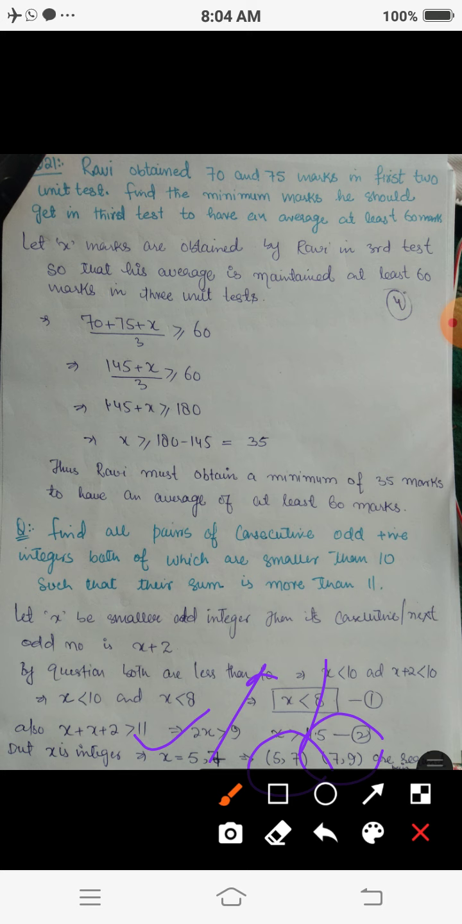So this was about the solution and the representation of the solution on the number line.